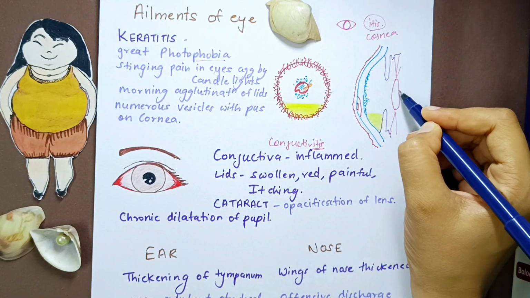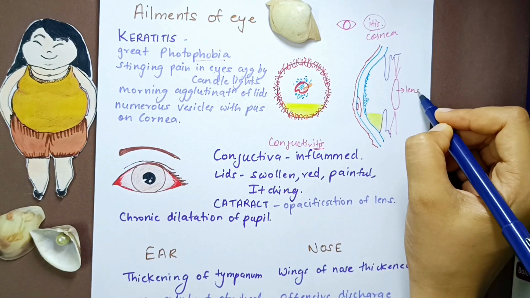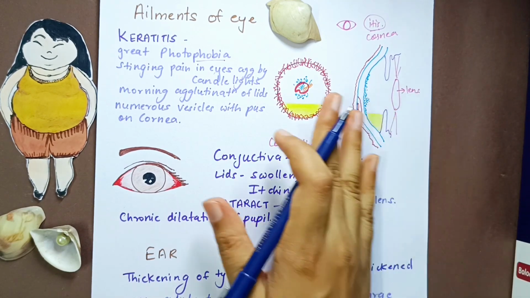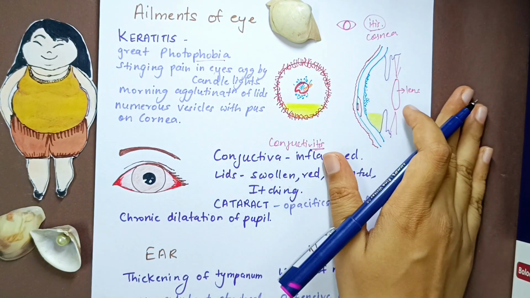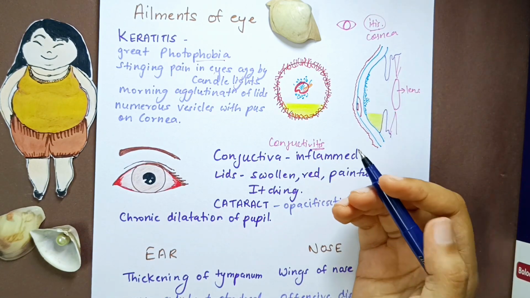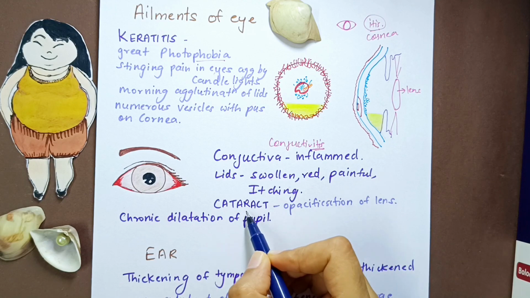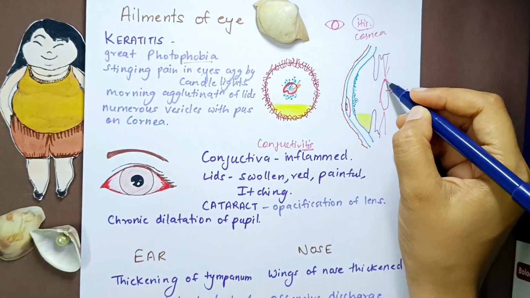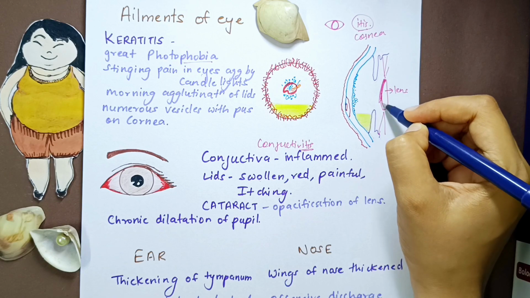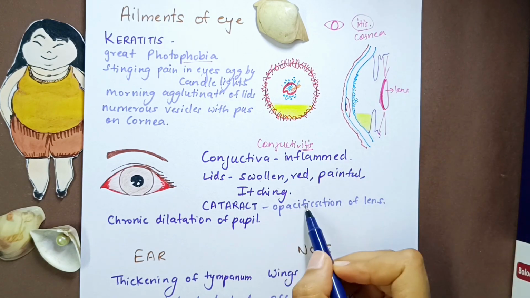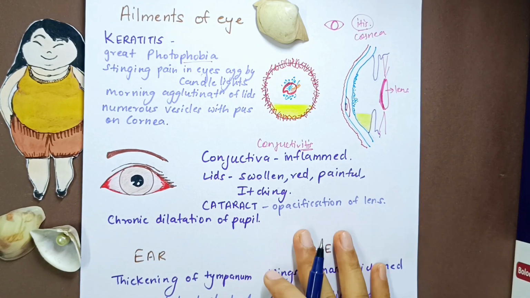So I told you this structure over here is called as lens, right? So this lens should actually be transparent only, right? Because light needs to pass through it and reach the retina, and that is how image is formed. If it is not transparent, how will the image be formed, right? But cataract is a disorder in which the lens gets opacified, means the lens will opacify. It will not be transparent anymore. That will be there, okay? And then chronic dilatation of pupil can also be there.